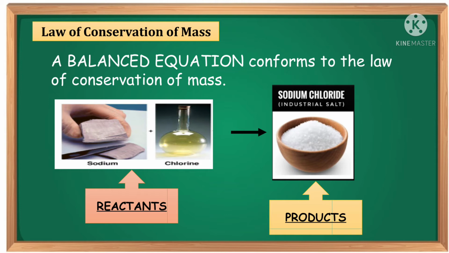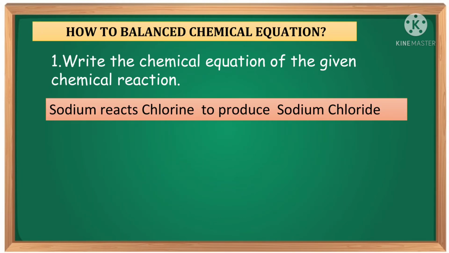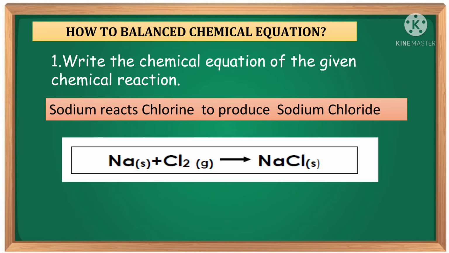Let us check with our previous example if the number of atoms of each kind on the left side of the reaction is equal to the number of atoms of each kind on the right side of the equation. We have steps to consider on how to balance a chemical equation. The first is to write the chemical equation of the given chemical reaction. So in the word equation of sodium reacts with chlorine to produce sodium chloride, we have the chemical equation of this.